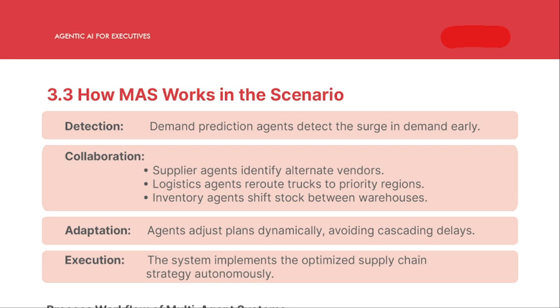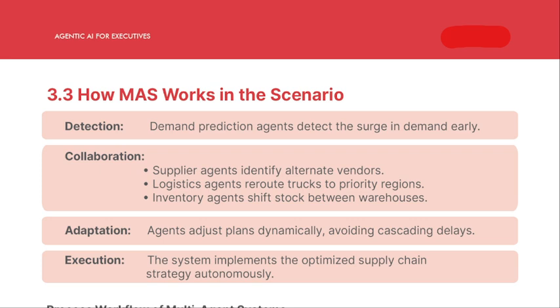So we have detection, collaboration, adaptation, and execution. Demand prediction agents detect the surge in demand early. And then we have collaboration. Supplier agents identify alternate vendors. Logistic agents reroute trucks to priority regions. Inventory agents shift stocks between the warehouses. So these are the collaborations.